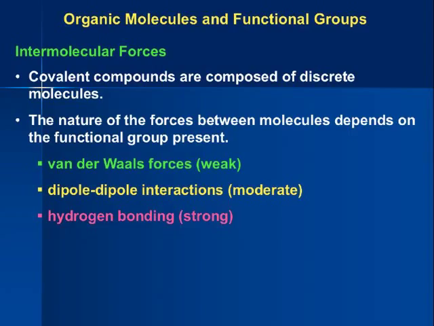Dipole-dipole interactions, these are moderate. What do we mean by dipole-dipole interaction? You have to have a permanent dipole, right? Van der Waals forces are temporary dipoles, not permanent. So what would we need then to have a dipole-dipole interaction? How do we get a permanent dipole in a molecule? Uneven distribution of electrons. Yep, absolutely right.